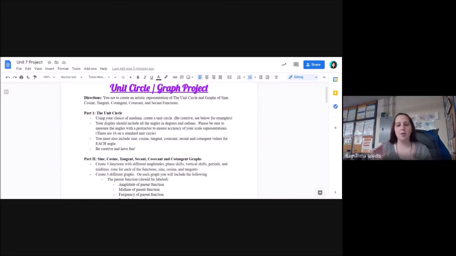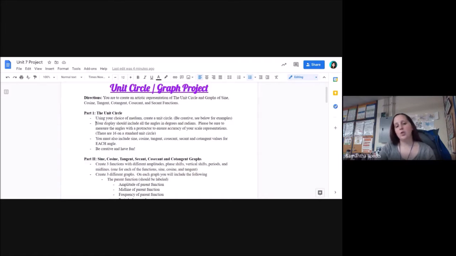Be creative, and I'll show you some examples in a second. Your display should include all the angles in degrees and radians, so all the angles shown on that picture need to also be on your unit circle. So the 0, the 30, the 45, the 60, the 90, all the way around. There should be 3 in each quadrant, and of course your x-axis has 2 and your y-axis has 2. Please measure the angles with a protractor to ensure accuracy of your scale representation. There are 16 standard unit circle measurements.